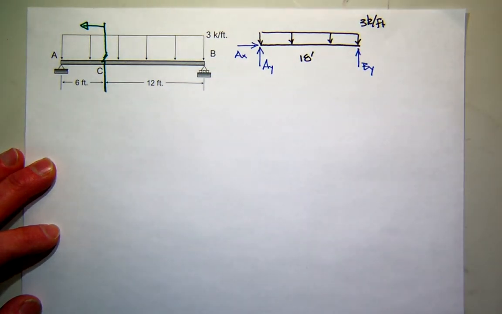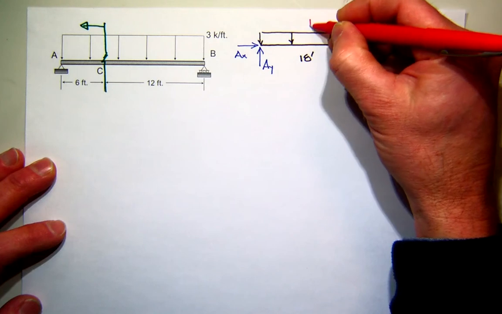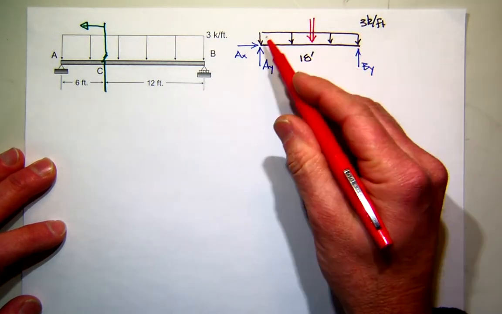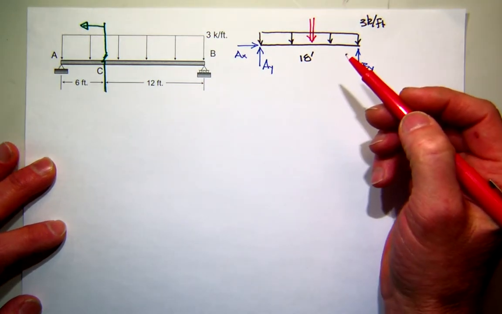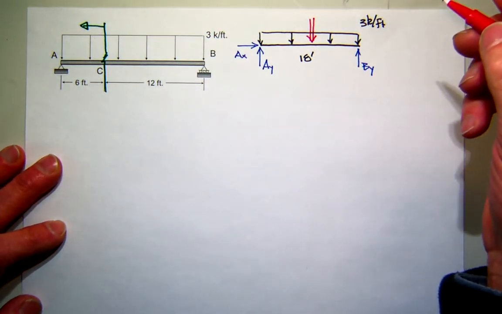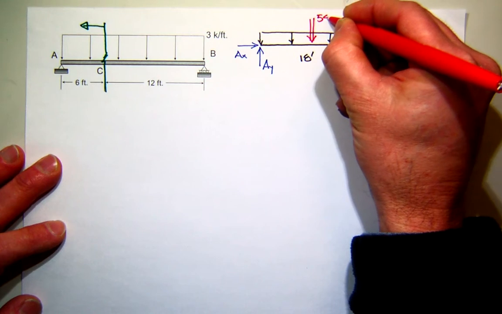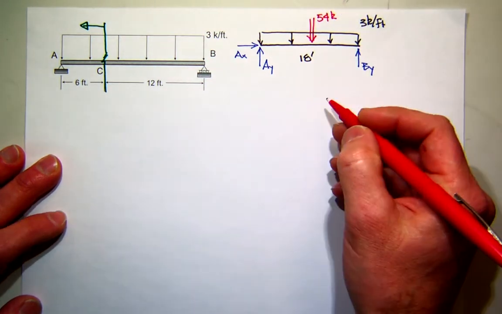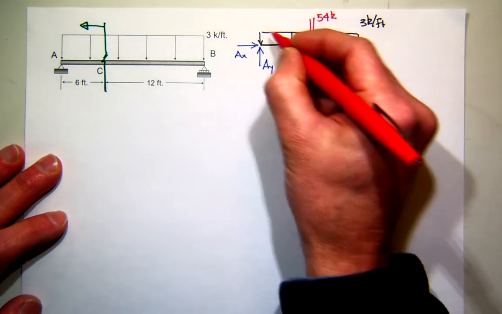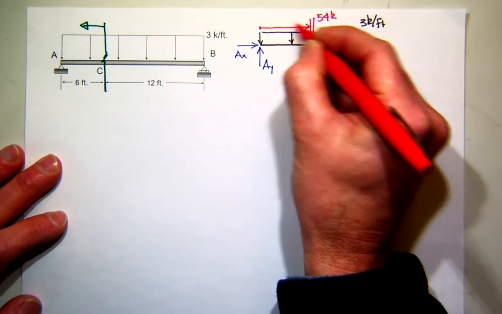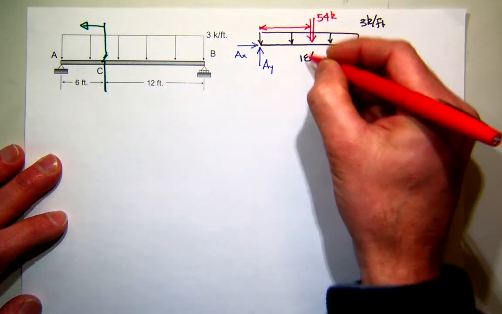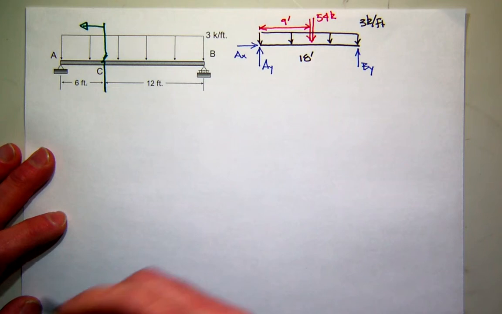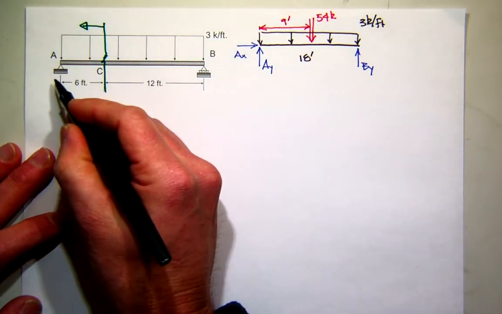I'm going to draw an equivalent force to make it easier to do my statics. Remember, the equivalent force is just the area under the loading curve. It's a rectangle, so base times height gives me a value of 54 kips. It's located in the center, so the distance from A would be half, or 9 feet. That should give me enough to do my work. Remember, I'm working the left-hand side, so I just want AY and AX.